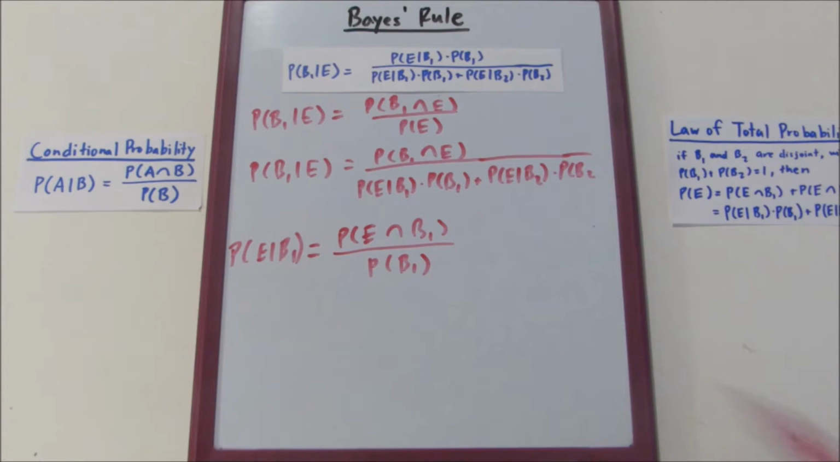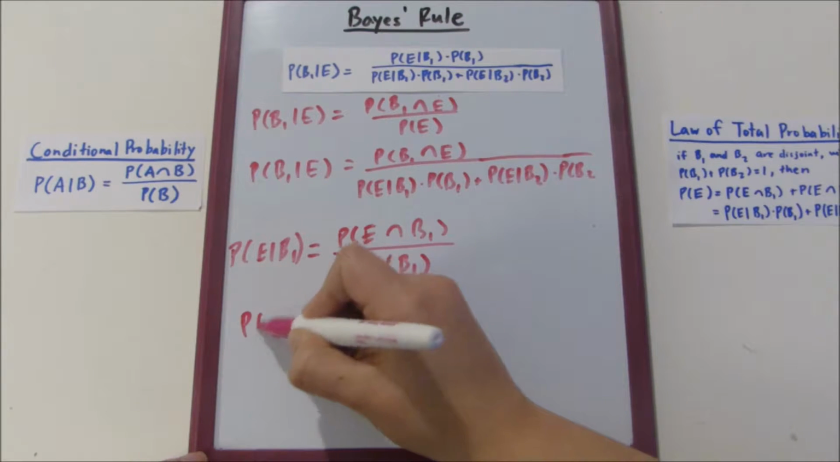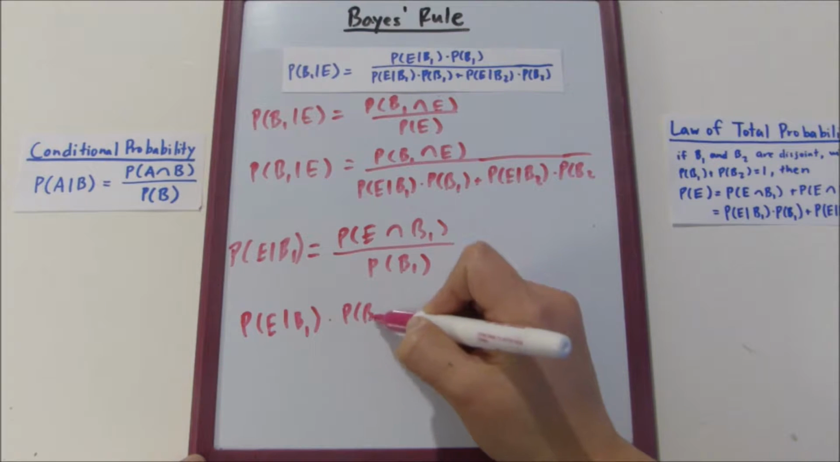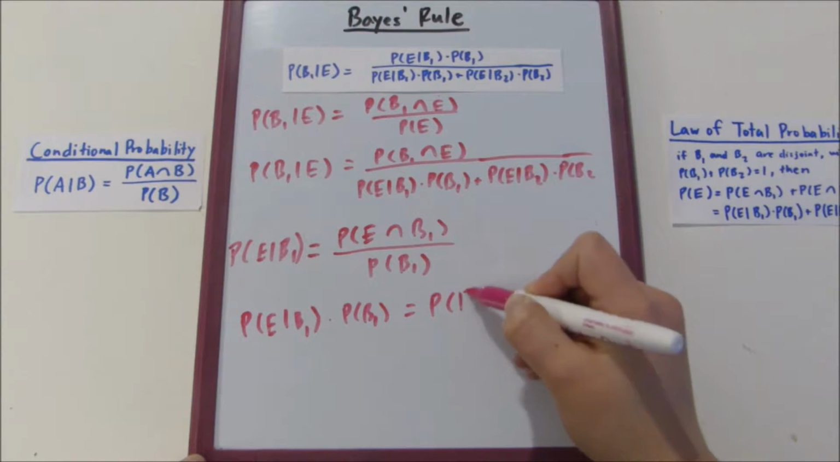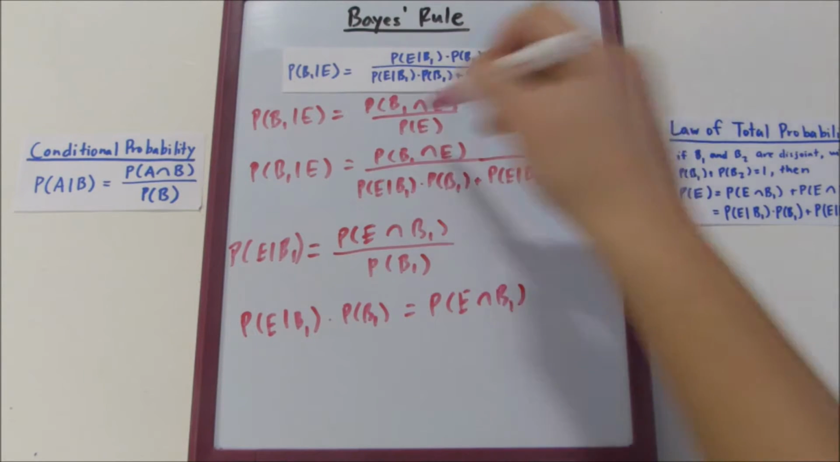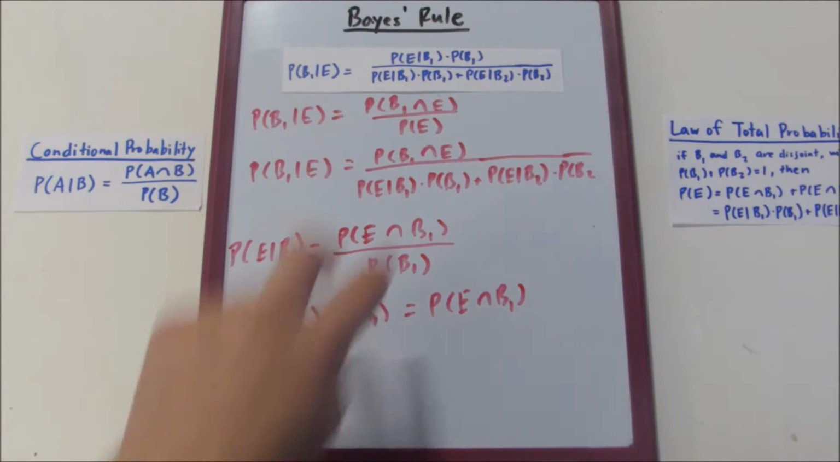So now if we just multiply this across, we get P of E given B1 times P of B1 is equal to P of E and B1. And look at that. That fits our numerator. So we can substitute this whole thing into there.